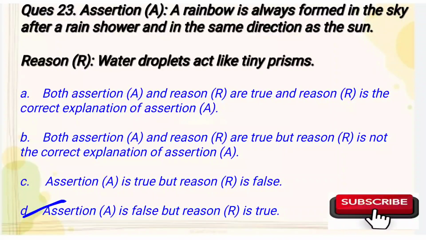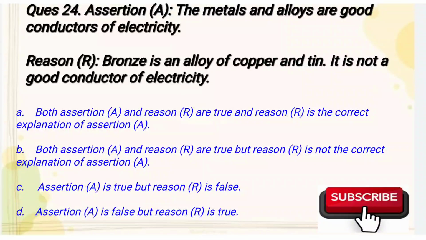Here option D is the correct option. Assertion is false but reason is true. Assertion: the metal and alloys are good conductors of electricity. Reason: bronze is an alloy of copper and tin. It is not a good conductor of electricity.